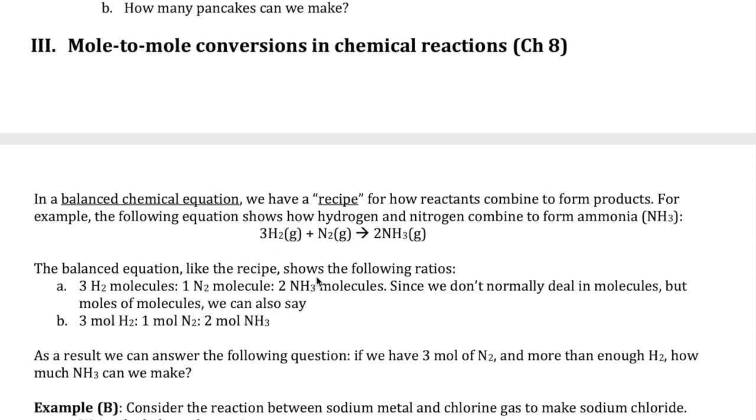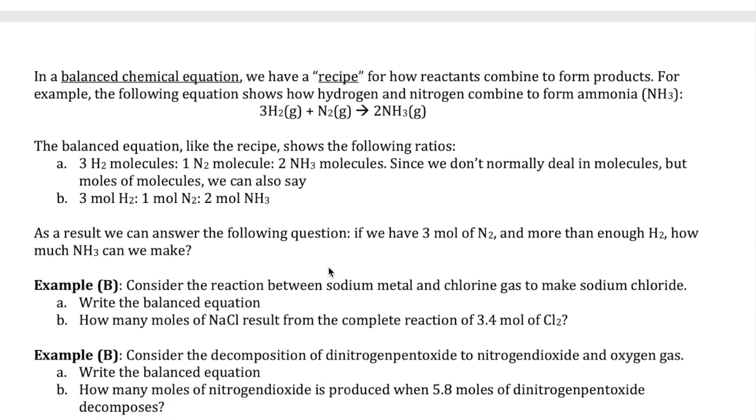So the way we interpret the equation is the same as our recipe, except that you have to make sure that all the units are in moles. So what we often say is that the equation gives us a mole-to-mole ratio between the species. That means we can write conversion factors, just like we did in our recipe. We can say 3 moles of H2 over 1 mole of N2, or 3 moles of H2 over 2 moles of NH3, or 2 moles of NH3 over 3 moles of H2.